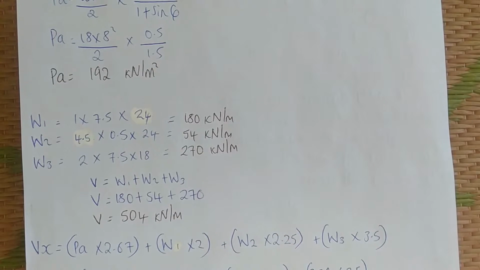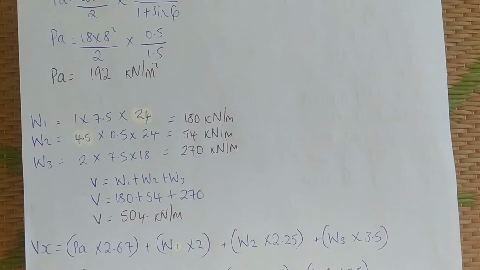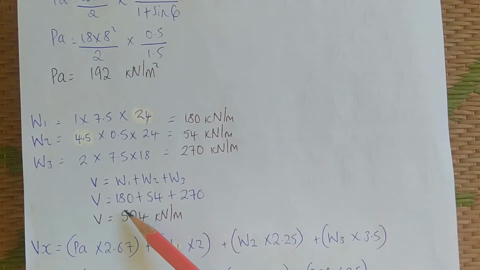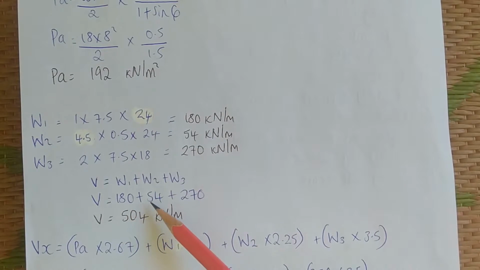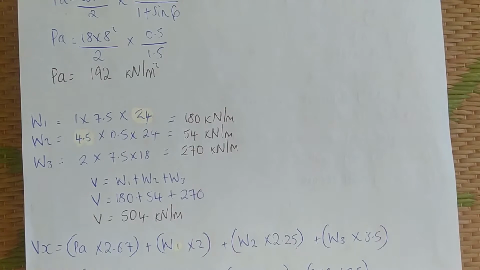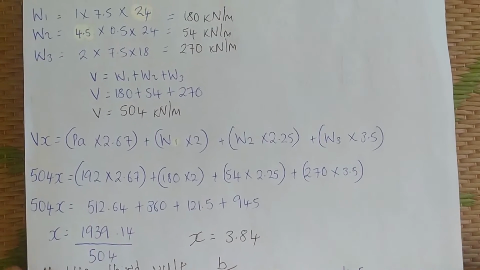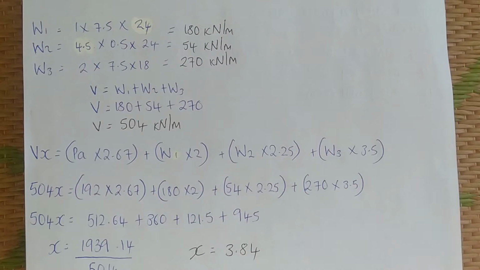The next thing we shall do is calculate V. V is the sum of the total weight. So V is equal to W1 plus W2 plus W3, which is equal to 180 plus 54 plus 270. When you sum this up, you'll get your answer as 504 kilonewtons per meter. And then now we shall find the value of X.